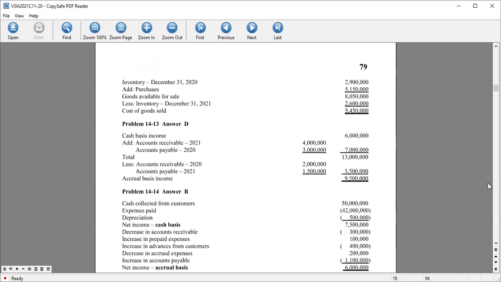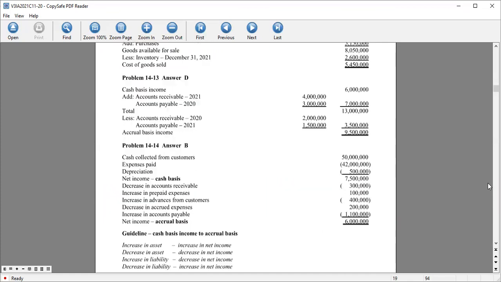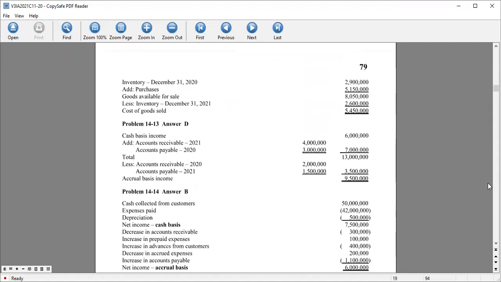Now we have problem 12, where the only requirement is: under accrual basis, what amount should be reported as cost of goods sold in 2021? So we now begin from inventory beginning and add purchases. So we have the amount of purchases. And from the total, we now deduct inventory on December 31, 2021 in the amount of 2,600,000. So cost of goods sold is 5,450,000, or letter A. Next, we have problem 13.